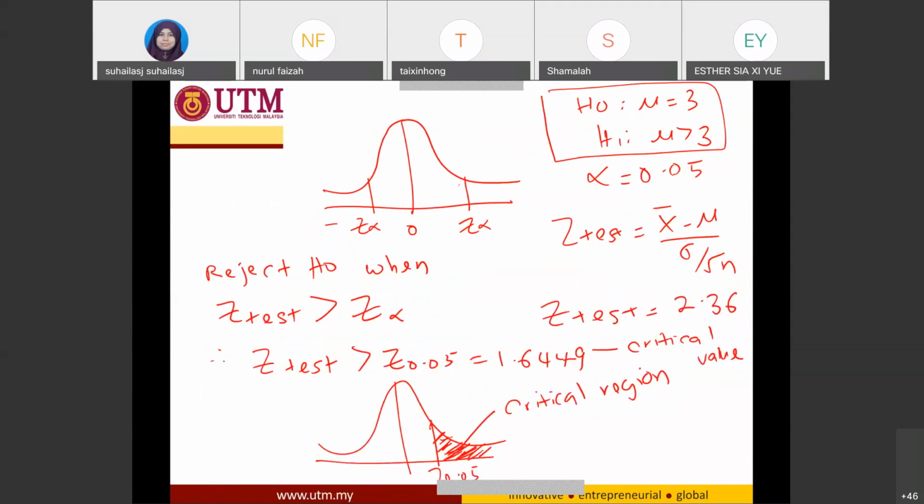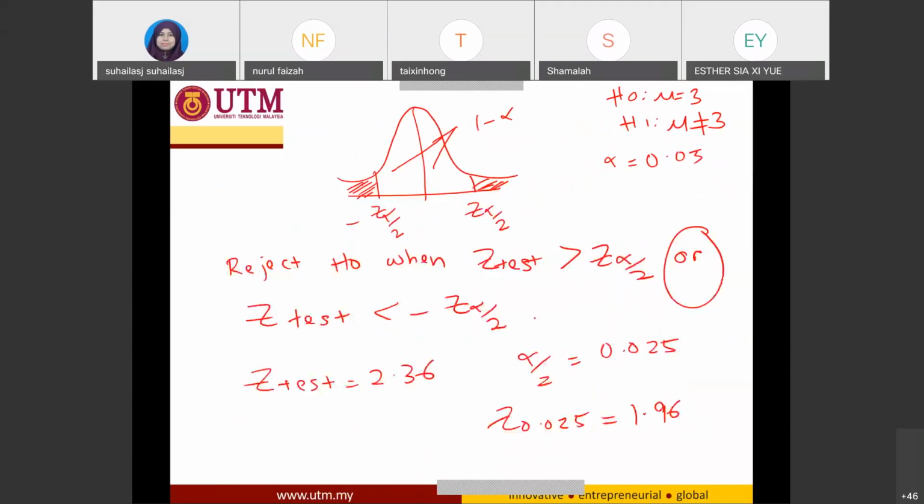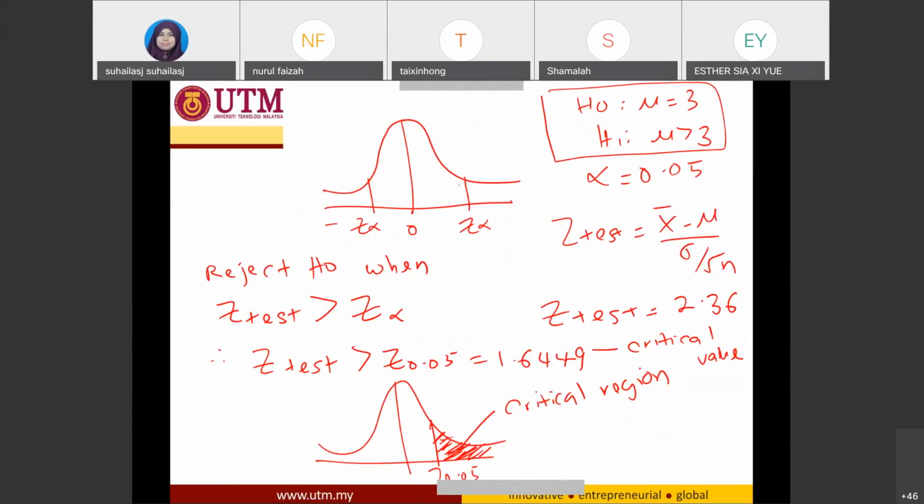Let's say we have this one. Your null is mu equals 3. Your alternative is mu greater than 3. Let's say you want to test at alpha 0.05. You find from your stats table that it gives 1.6449. This is your critical value.